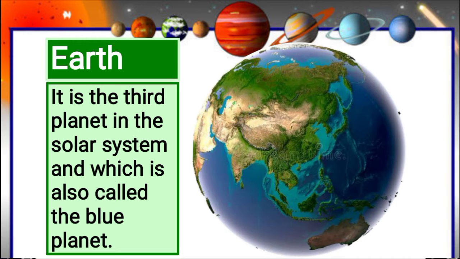So in short, it is the third planet in the solar system. It is called the blue planet because almost 70% of its surface is covered with water, and it appears blue when seen from space, and it is the only planet where life is known to exist.